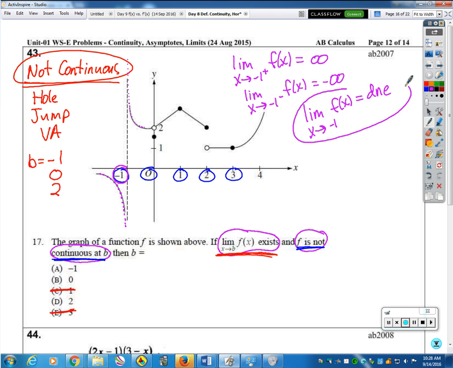Because the limit does not exist, that doesn't match the requirement. We're looking for a place where the limit does exist. Follow-up question. Okay. That's going to happen here. As you get closer and closer to x equals 0 from the left, the y-coordinate's close to 2. As you get closer and closer to x equals 0 from the right, the y-coordinate is still 2. That makes the correct answer B. Follow-up questions?